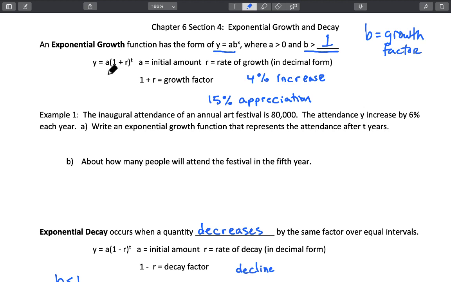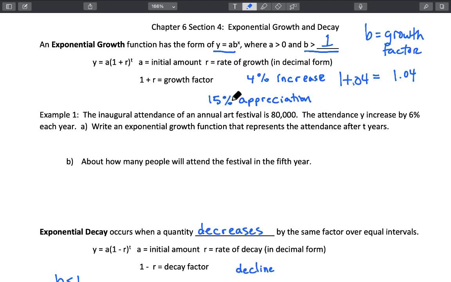So you can kind of think of your growth factor like this, 1 plus r, where r is the rate of growth in decimal format. For example, if we had a 4% increase, then our b value, our growth factor, would be 1 plus 0.04. 0.04 is the conversion of 4% to a decimal. That would make my b value 1.04. So you can see that that's slightly larger than 1, and therefore whatever initial amount you have will be growing.